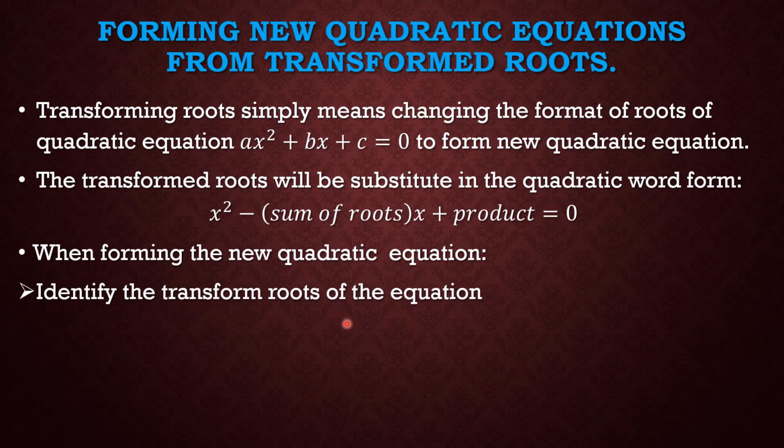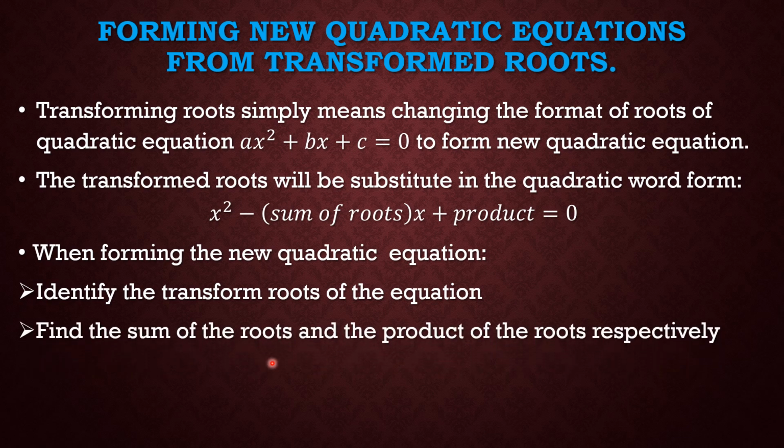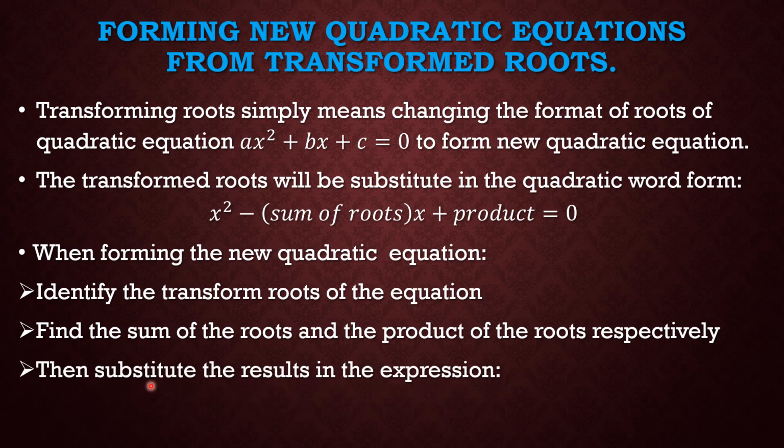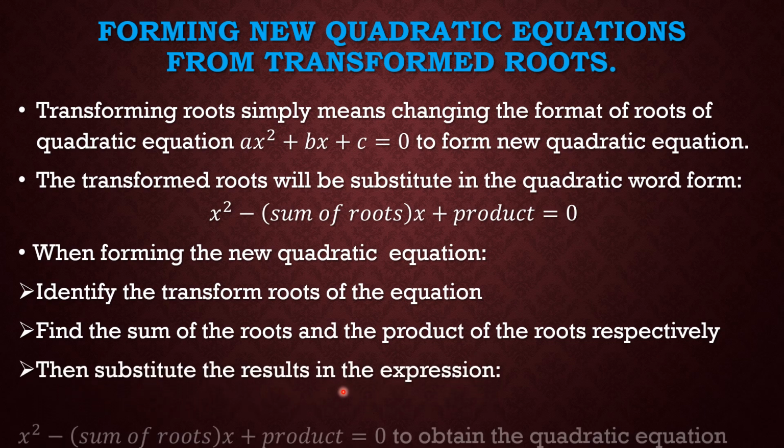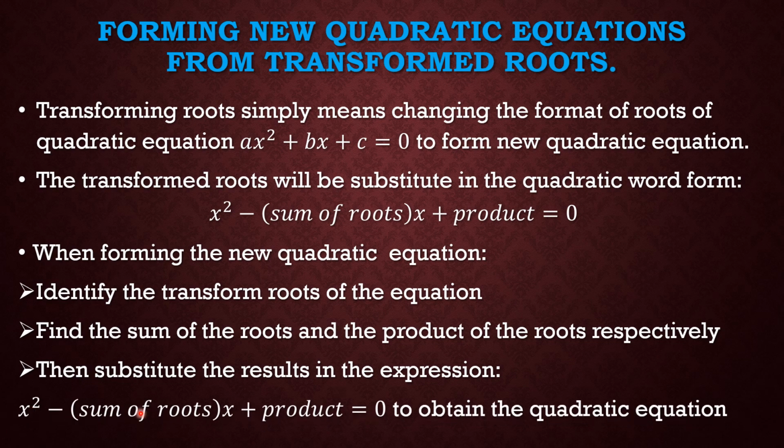So here, when forming the new quadratic equation, what do we do? Identify the transformed root of the equation. So you need to identify them first. Then find the sum of the root and product of the root respectively. Deal with them sequentially. Then substitute the results in the expression x squared minus sum of root x plus product of root equal to 0 to obtain the quadratic equation.